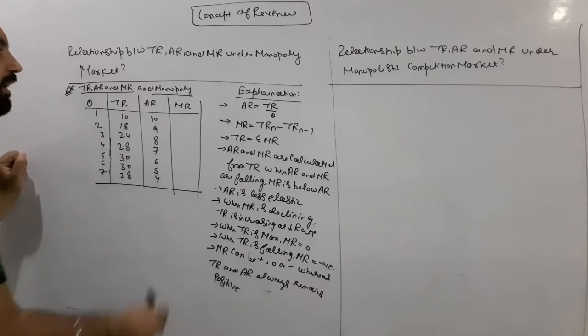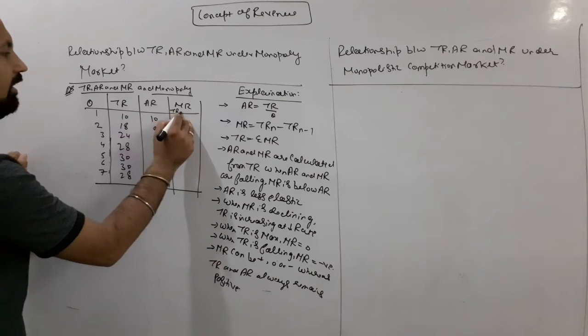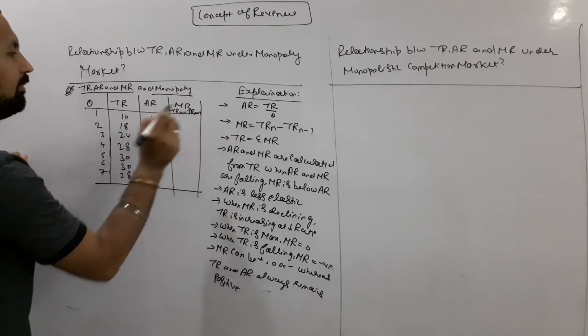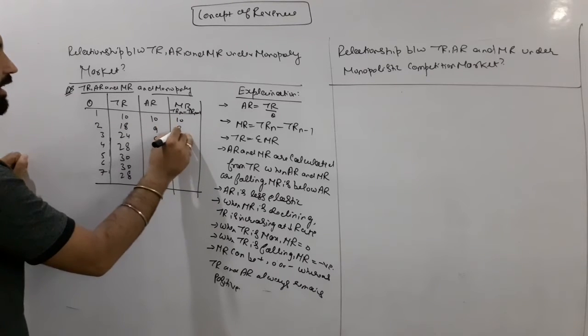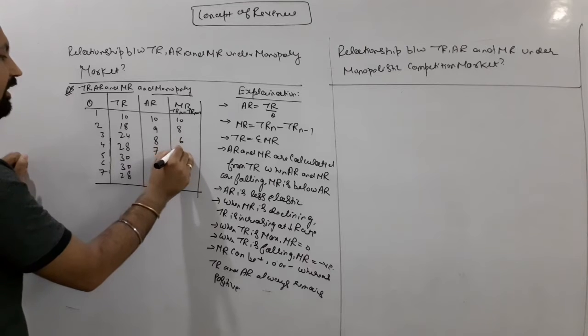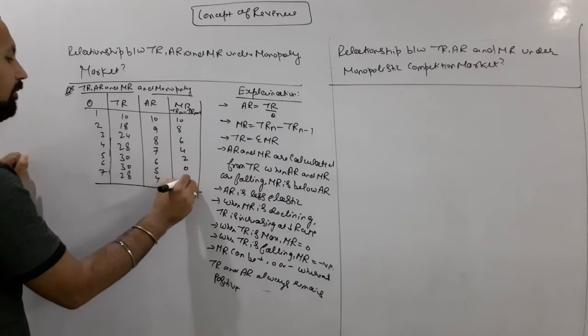Now we need to find out MR. MR can be calculated as TRn minus TRn minus 1. So what was the first value? 10. 18 minus 10, 8. 24 minus 18, 6. Then 4, 2, 0, minus 2.